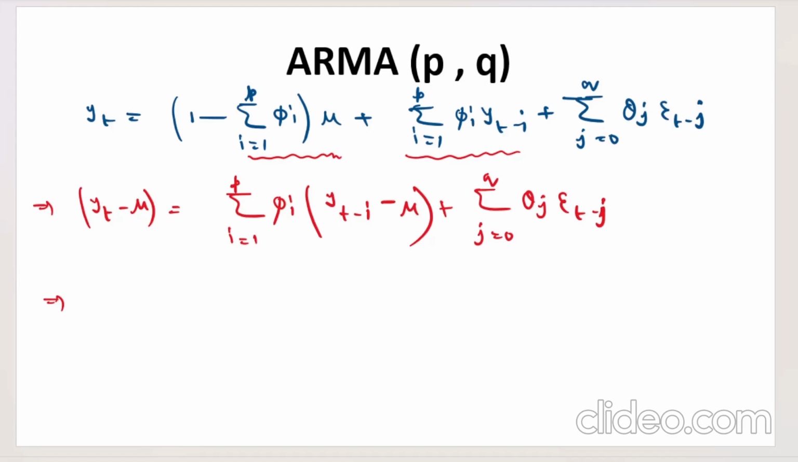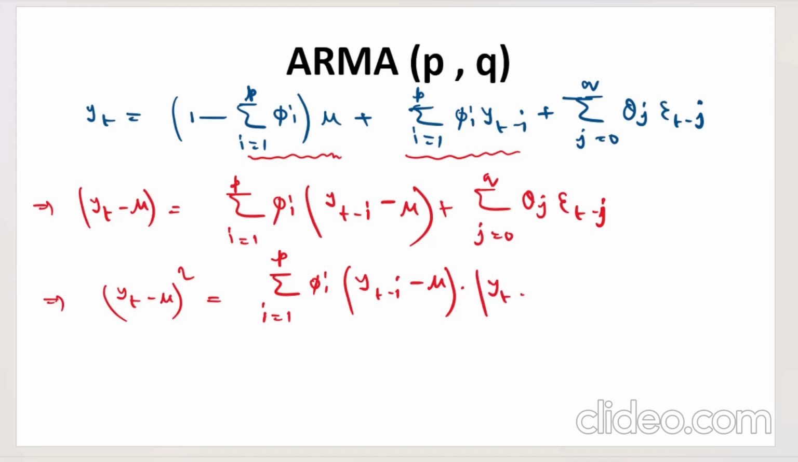This is the same process for finding variance which I have told you multiple times. Now what you do, on both sides you have to multiply by y_t minus mu, so (y_t minus mu) squared. Both sides you have to multiply. So what will this be? Summation phi i (y_(t-i) minus mu) into (y_t minus mu) plus summation j from 0 to q theta j epsilon_(t-j) into (y_t minus mu), right? Now the next step is taking expectation on both sides.